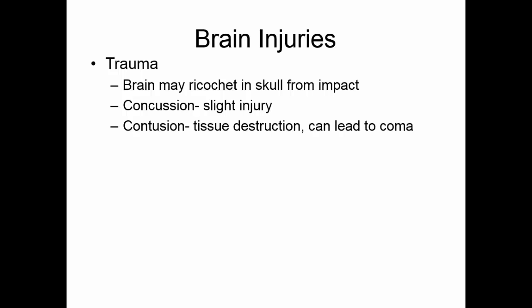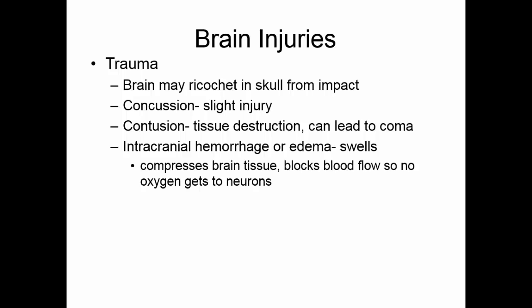With a contusion, the tissue bounced so hard against the skull that there was actually some tissue destruction. The brain is bruised. This can lead to coma. Intracranial hemorrhage or edema occurs and the brain may swell. This can compress the brain tissue, and when that happens, blood flow is blocked. This means oxygen cannot get to the neurons. Neurons, remember, need a lot of ATP to function properly, and they need oxygen to make that ATP. If they fail to get oxygen, these neurons die, and neurons cannot replace themselves.